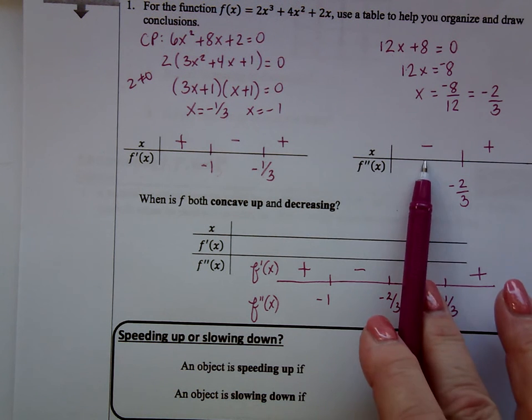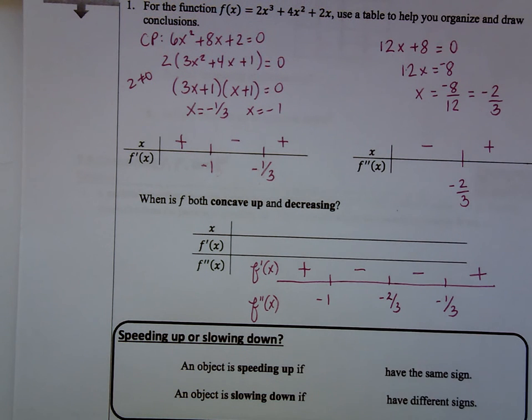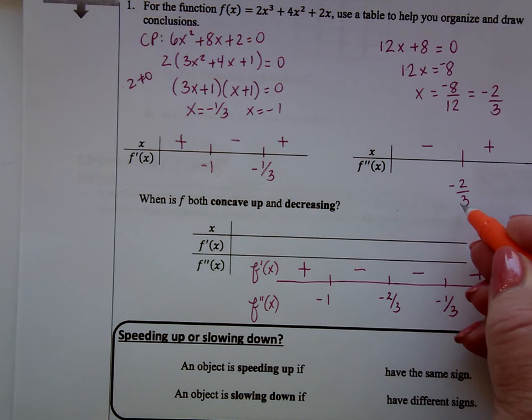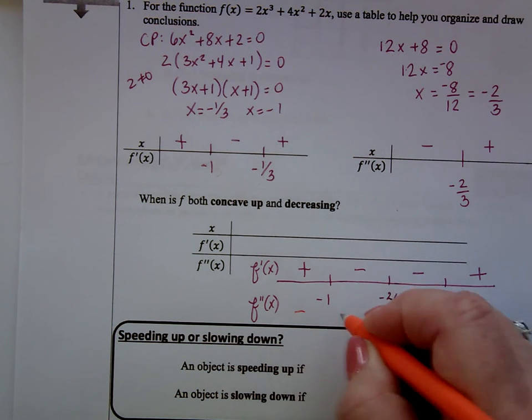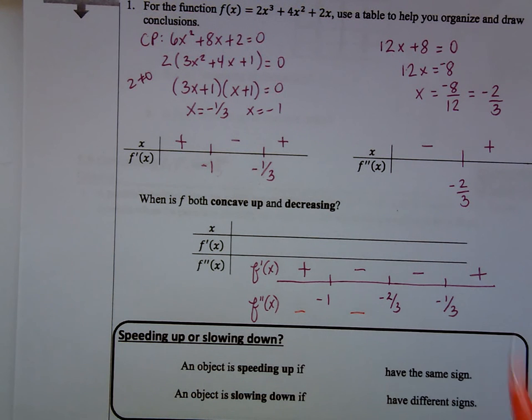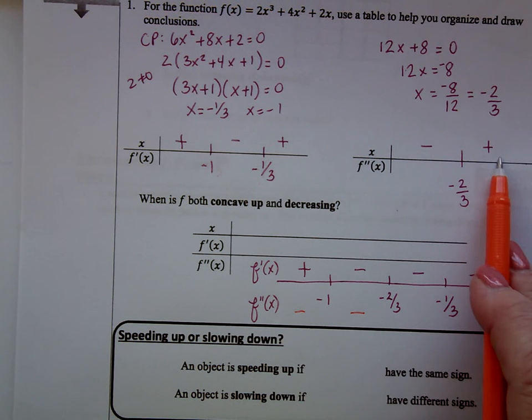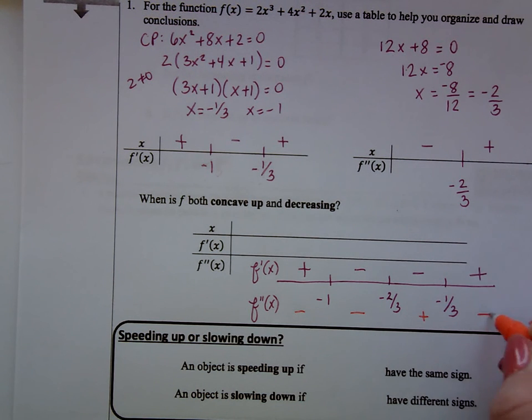Let me take my second derivative chart. I'm going to put it in a different color down below. And that means that to the left of -2/3 is negative. So this is negative, this is negative. To the right of -2/3, I have positives. This is positive, this is positive.